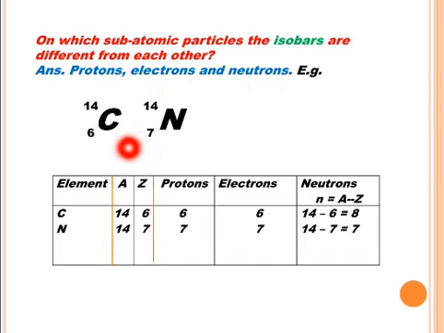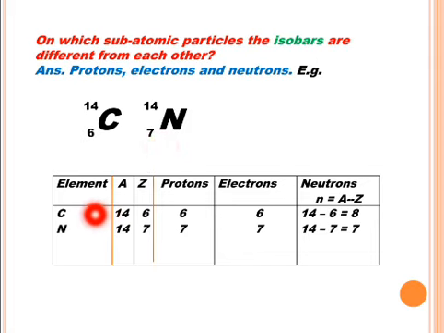Let us see one more example. These are the atoms of two different elements, that is carbon and nitrogen, but their mass numbers are the same. Both have mass number 14, but their atomic numbers are different. Carbon has atomic number 6 and nitrogen has atomic number 7.